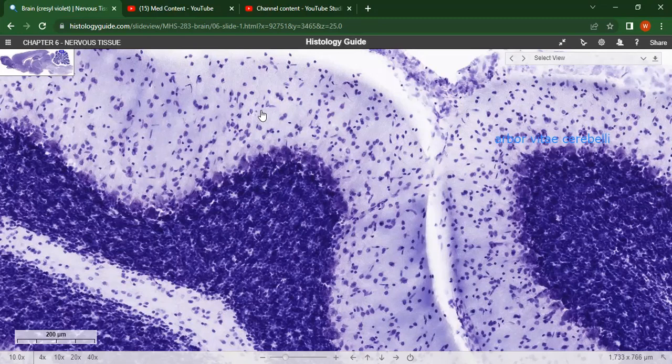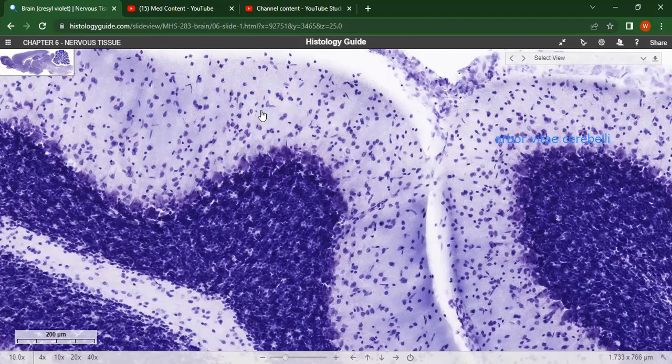Okay, so climbing fibers originate from the olivocerebellar pathway and the para-olivocerebellar pathway. The olivocerebellar pathway originates from the olivary nucleus to the cerebellum. The para-olivocerebellar pathway originates from the accessory inferior olivary nucleus to the cerebellum.